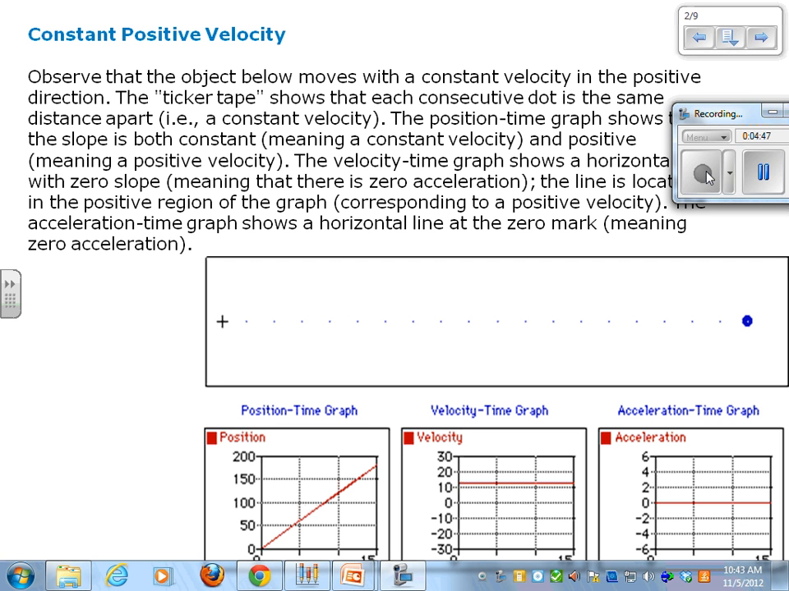Constant negative velocity, what's the little dot going to look like? Are the dots going to be equally spaced? Yes. How come? Constant. What does the negative mean? Just going the other way. What are the graphs going to look like? The same, just the opposite.